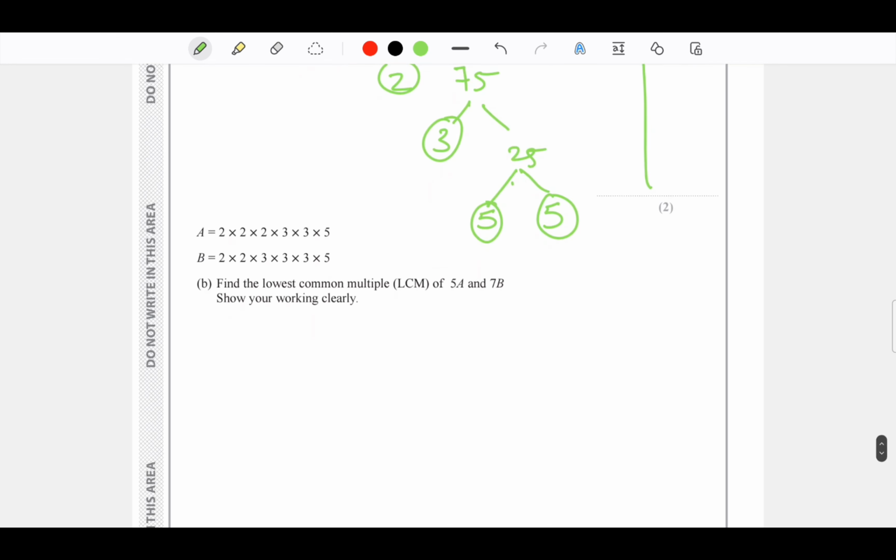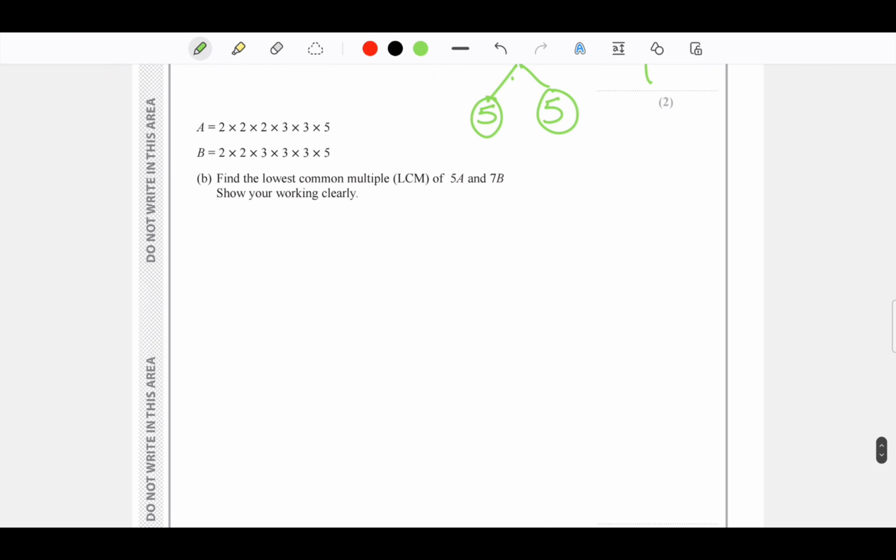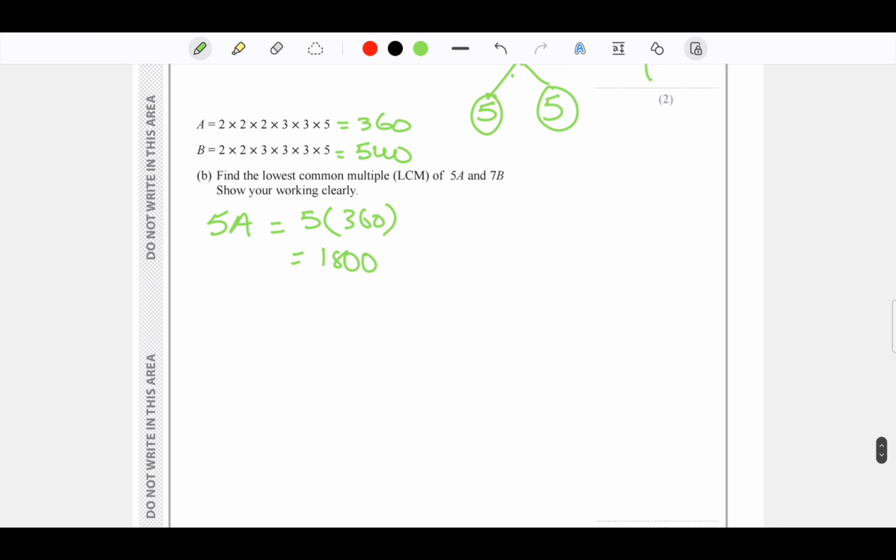Okay, so for part B, we have A and B. Find the lowest common multiple, LCM, of 5A and 7B. First of all, we need to find out what A is. You just put this multiplication into the calculator, and I got an answer of 360. As for B, I got an answer of 540. So therefore 5A would be 5 times 360, which is 1800.